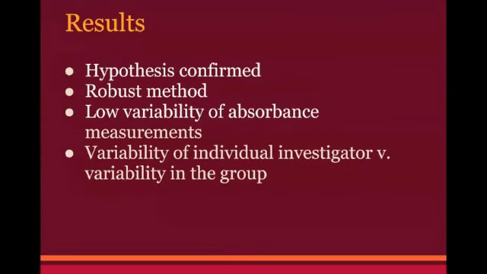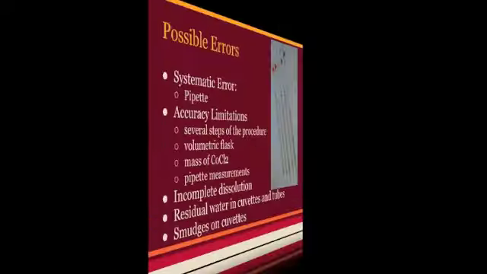For our results, our hypothesis was confirmed, and we were indeed able to apply Beer's law in order to find the unknown concentration. We determined that this was a very robust method. It was repeatable and it produced relatively accurate results. There was some variability, especially between our individual group and that of the entire class, and that's due to a variety of reasons: inter-investigator variability, and possibly also the Spec 20s.